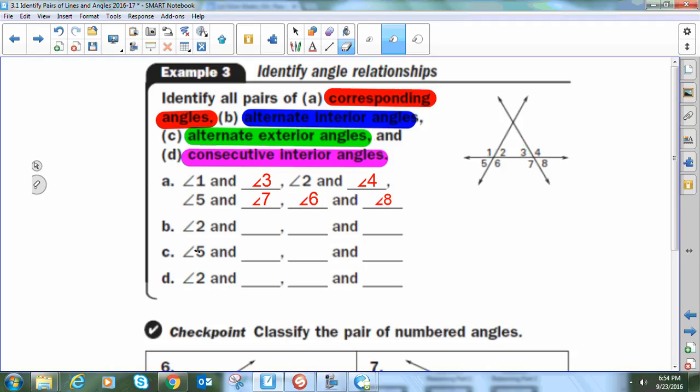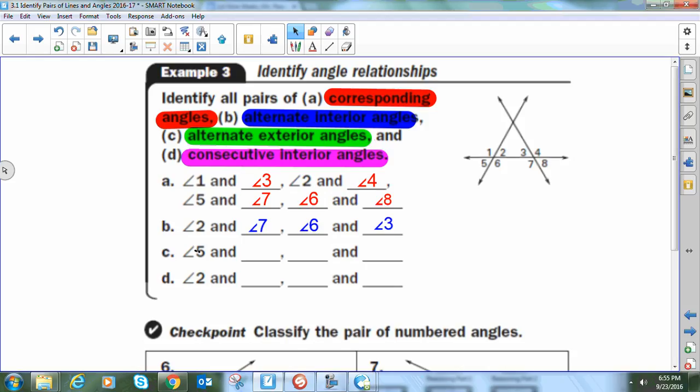Okay, so let's take a look at the next one, alternate interior angles. Alternate interior angles must be on different sides of the transversal line and contained within the other two, or in between the other two, I should say. So angle 2 has an alternate interior angle that pairs with it, and that would be angle 7. Angle 3 and angle 6 would also be alternate interior angles to each other.